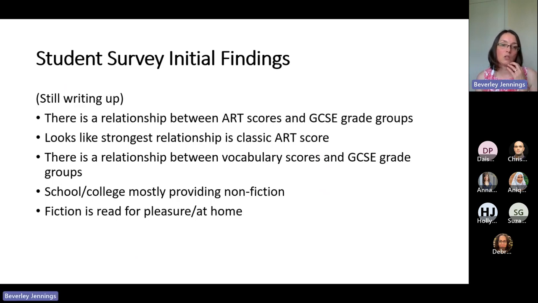Also, what was interesting was that school and college was mostly providing non-fiction, which we know is not a good source for the kind of exam text vocabulary, and fiction is mostly read at home. So that's important for practitioners to be thinking about.